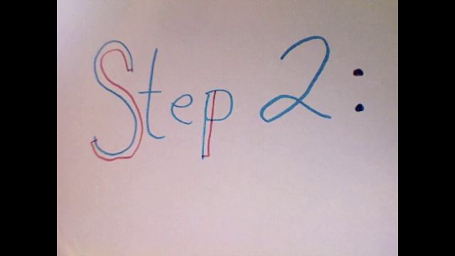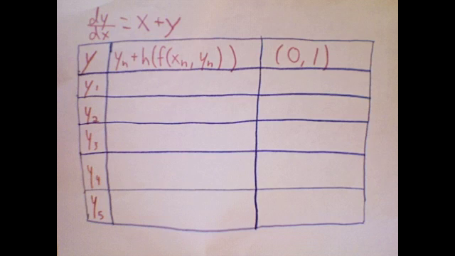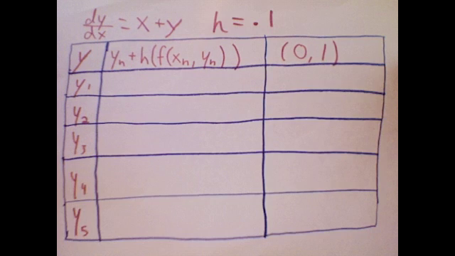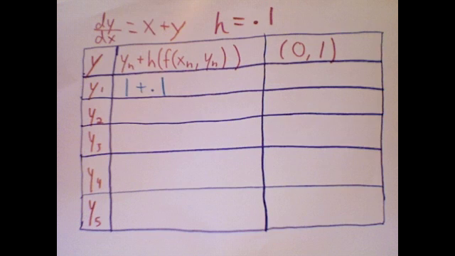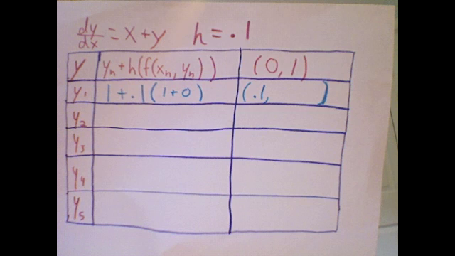Step 2, fill out the table. We can write dy/dx = x + y, and that our step size is h = 0.1, which will remain constant throughout the entire problem. The first thing in the formula is y_n, which is the y value from the previous point, so we can write 1. Then plus h, which is always 0.1, times the x and y from the previous point plugged into dy/dx, so 1 + 0.